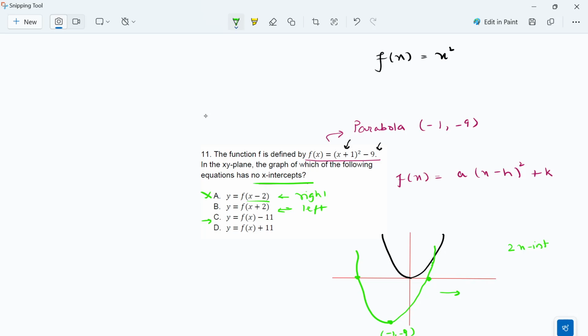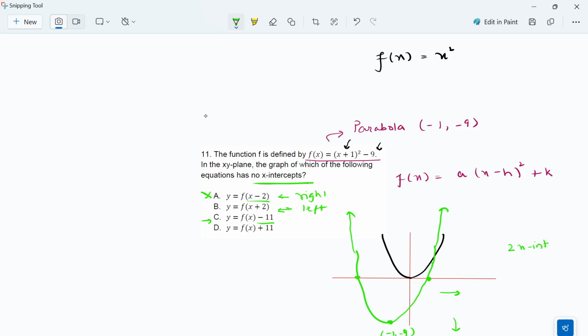Okay, so let's see option C. It says f of x minus 11. So this operation will shift it further down by 11 units. It will still touch the x-axis because the parabola goes infinitely in the upward direction. So even if you keep shifting it down, no matter how much you shift it down, it will still touch the x-axis.